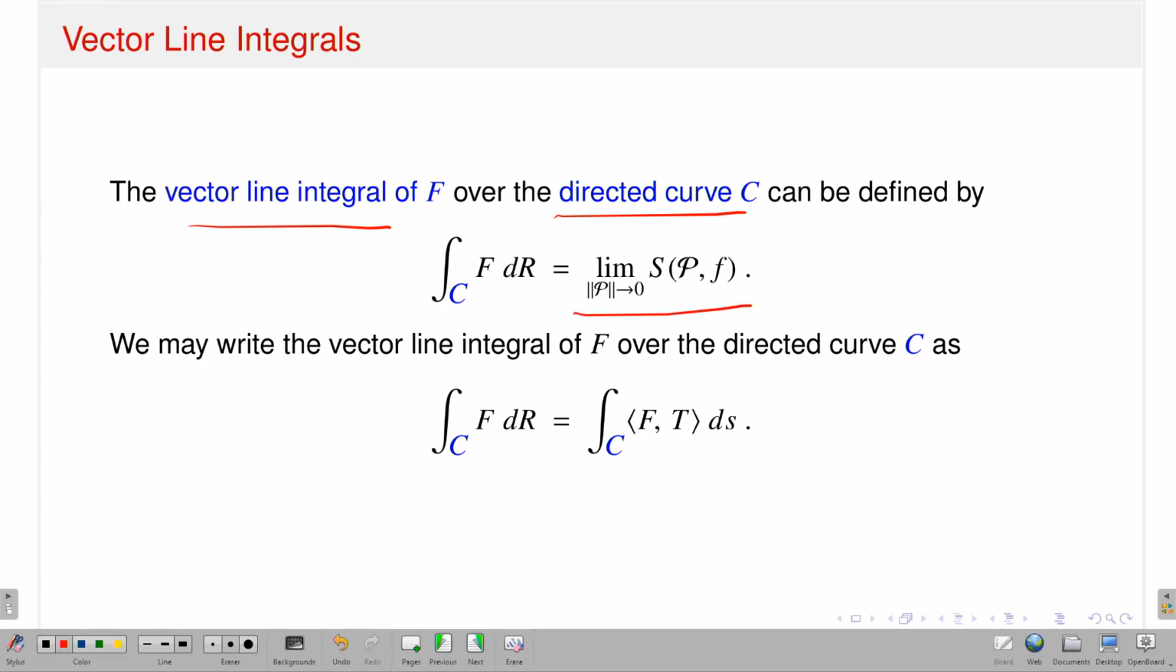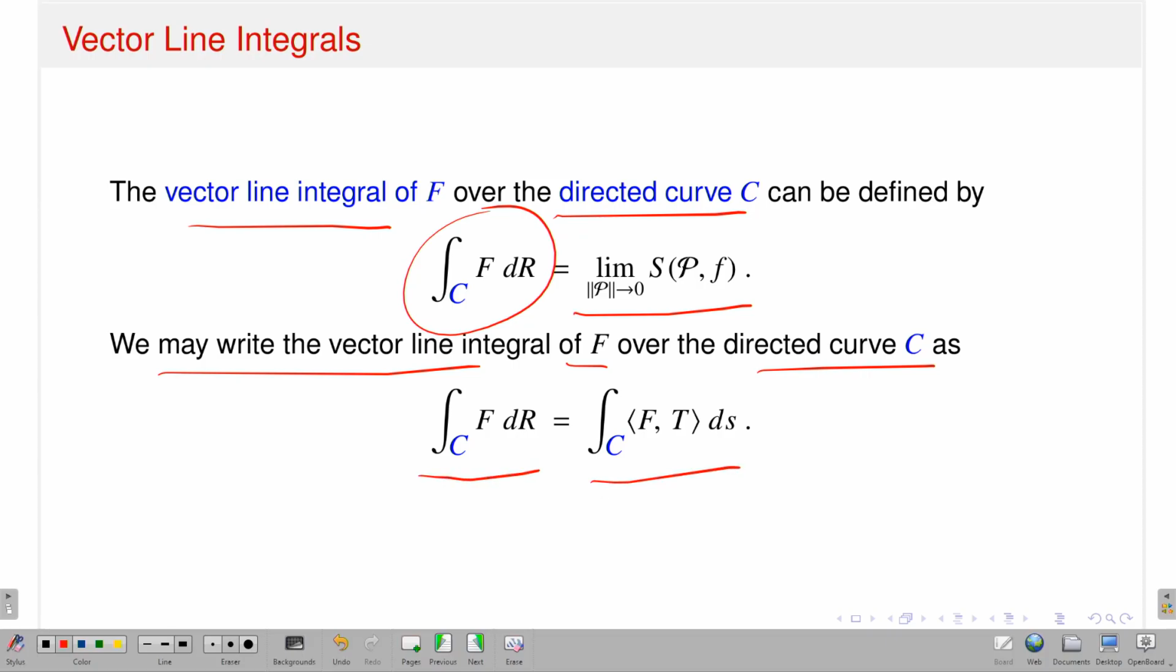I just said how to make the Riemann sums. If the norm of the partition, meaning the arc length, is very small, and the limit exists, then this is the corresponding notation: the integral over C of capital F dr. But it is very important to note that we may write the vector line integral over the directed curve C as this one.